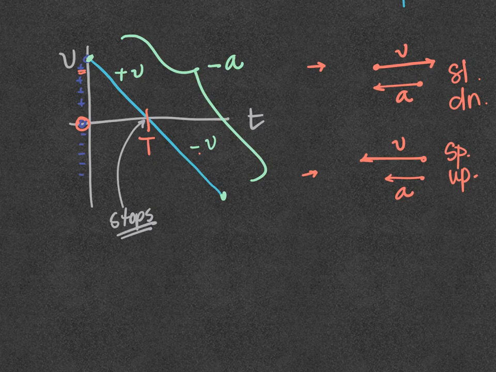So overall, I can describe the motion of this particle as having a positive initial velocity, very fast, but it's slowing down as it's moving to the right until it stops. And then it turns around and moves in the opposite direction, the negative direction, and it's speeding up the whole time.